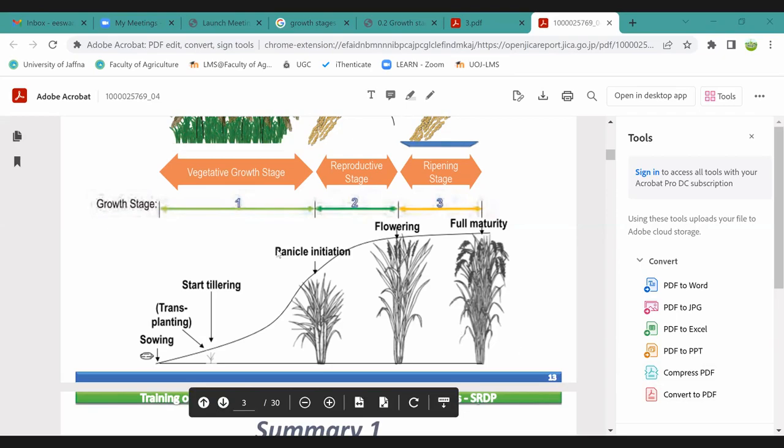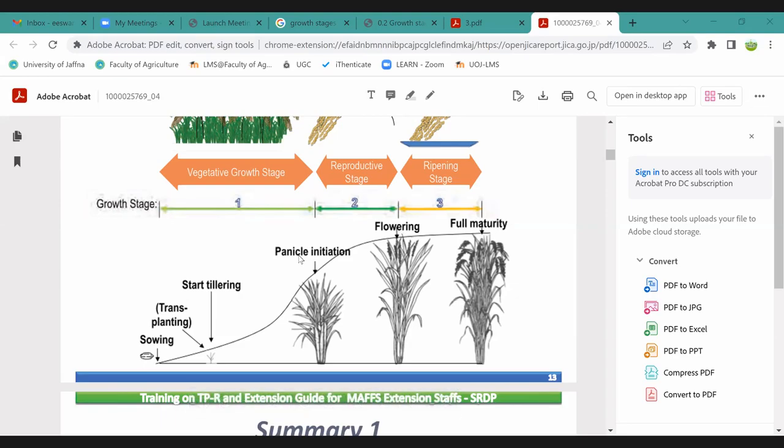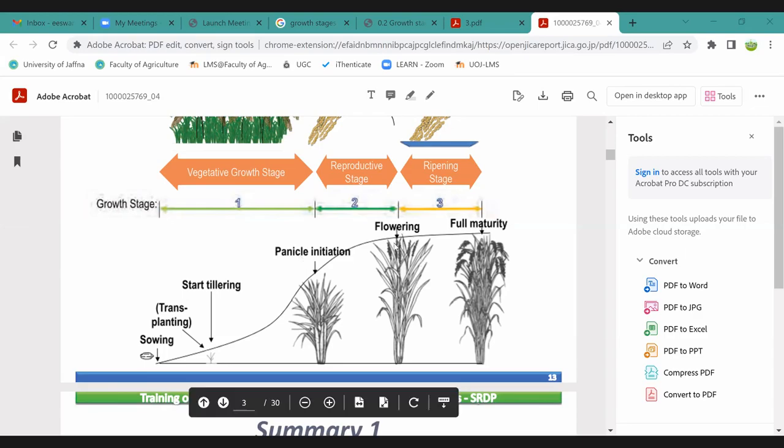Half month, 15 days. Yeah, that's the correct answer, right? So that 2.5 month variety will have the vegetative stage only 15 days, right?